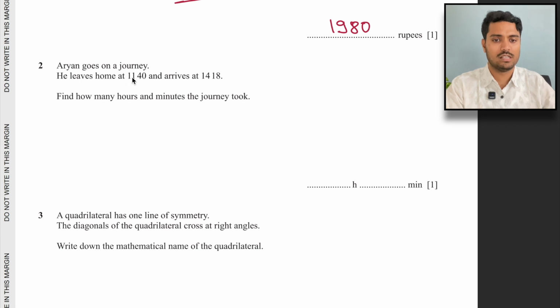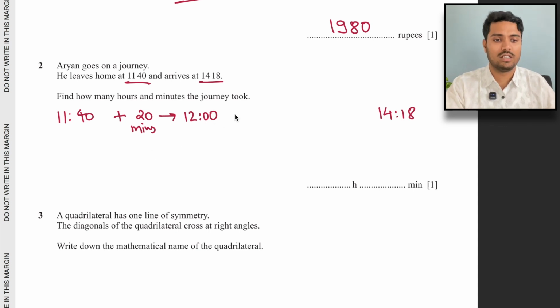Let's check question number 2. It says Aryan goes on a journey. He leaves home at 11:40 and arrives at 14:18. Find how many hours and minutes the journey took. So from 11:40 we have to find out how much time it takes till 14:18. We know that if I add an additional 20 minutes to 11:40, the next time is going to be 12:00 hours. After 12:00 hours, if I add an additional 2 hours and 18 minutes, I'll get 14:18.